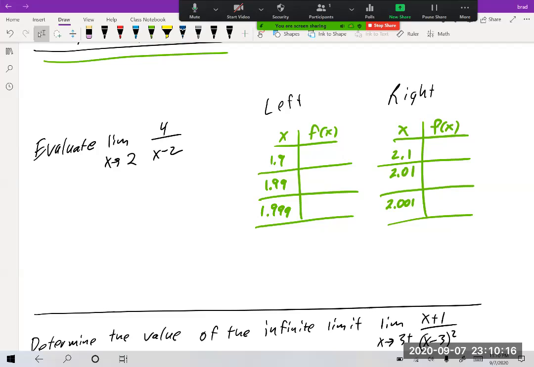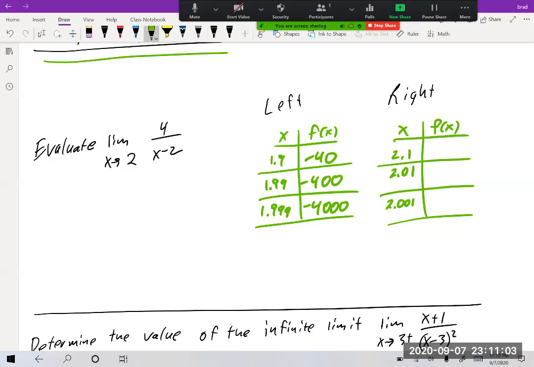Okay, so I'm going to take this and plug it in my calculator. I'm going to do 4 divided by 1.9, oops, I'm going to use parentheses, 1.9 minus 2. And I get negative 40. Now I'm going to do 4 divided by 1.99 minus 2. And I'm going to get negative 400. And then I'm going to do 4 divided by 1.999 minus 2. And I'm going to get negative 4,000.